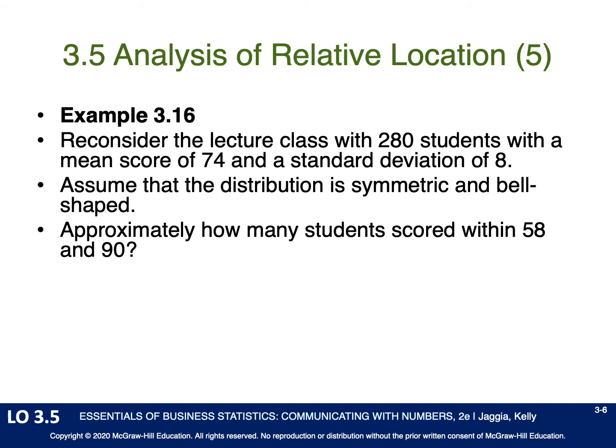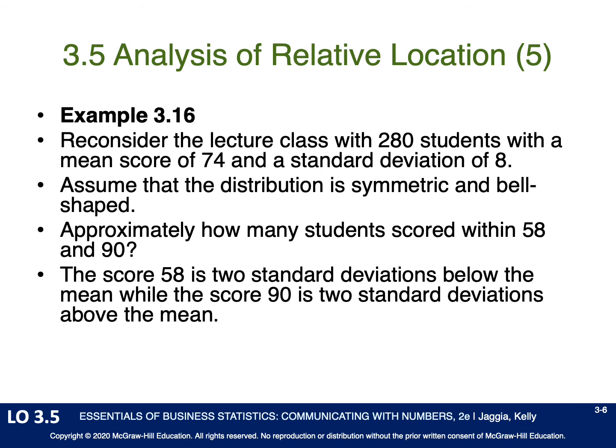deviation away. So we can then know that approximately 95% of the students will score within 2 standard deviations, which we've already calculated as 58 to 90. So we know that 95% of the students will score within 2 standard deviations. Remember, Chebyshev's rule gave us approximately 75%, so that was a more conservative estimate. But since we know that this is normally distributed data, 95% is probably a better estimate.